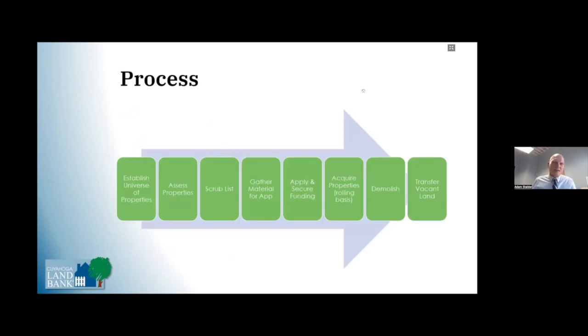So the process that we have for identifying and applying for our forfeitures, we establish a universe of properties. We assess all properties that have been forfeited to the state. We then take that list and we scrub it, and I'll explain that on the next slide. Then we gather our material for the application. We apply. Once we apply, we get funded. We acquire buildings on a rolling basis.